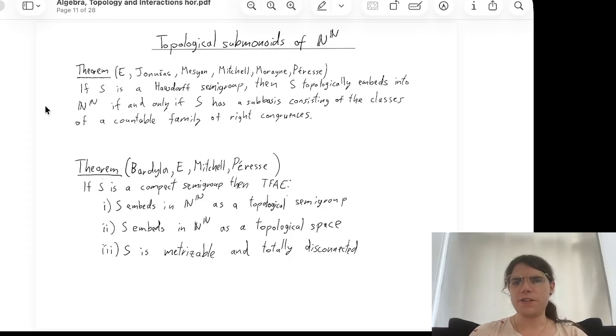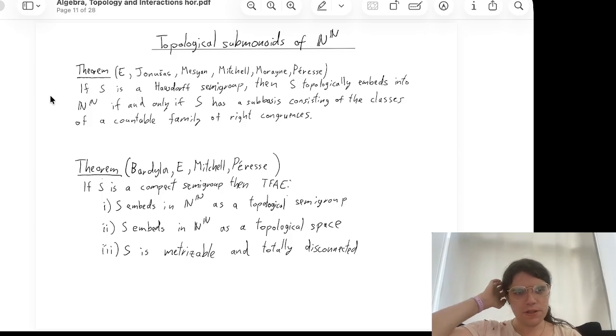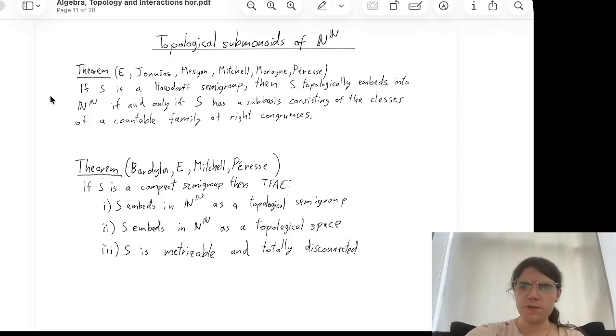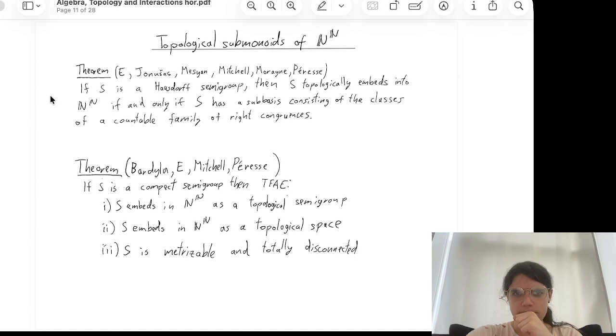So submonoids, there's lots of things about submonoids. I just mentioned one. There's a theorem which classifies when a thing embeds into N^N, and not just as a closed submonoid, but as any submonoid. So if you have a Hausdorff semigroup, then it embeds into N^N if and only if it has a subbasis consisting of the classes of a countable family of right congruences. I should say countable index right congruences. That's an important part of the hypothesis.